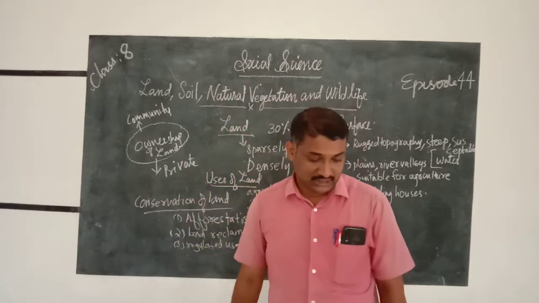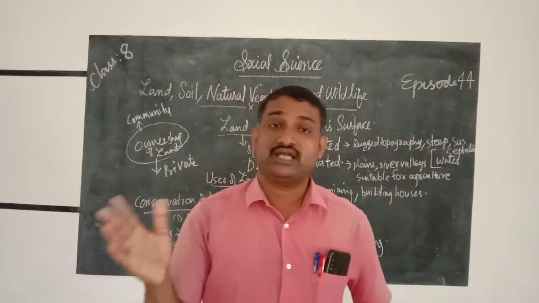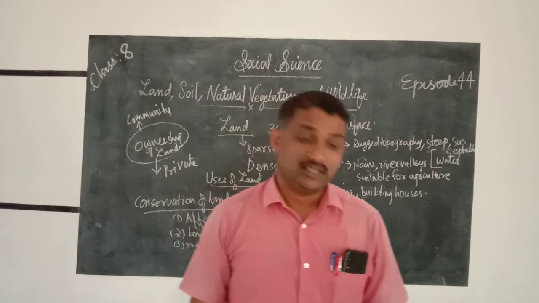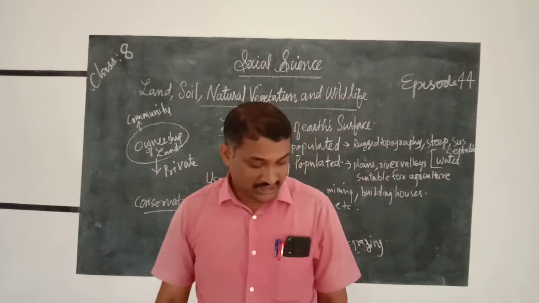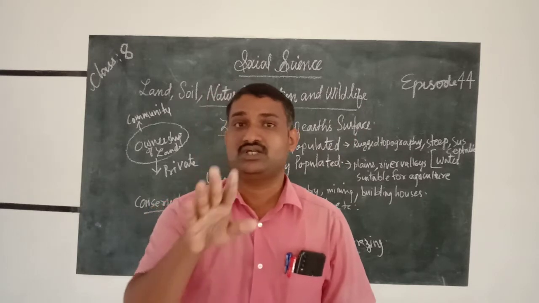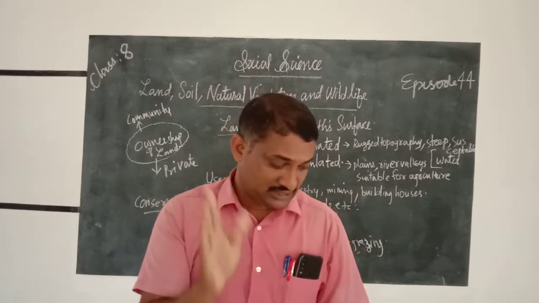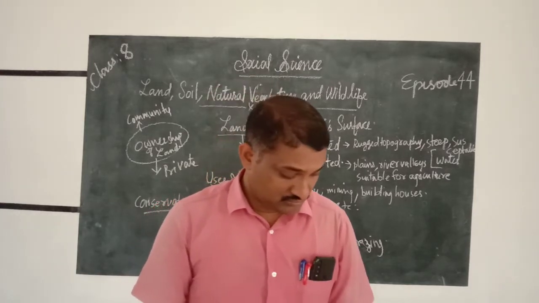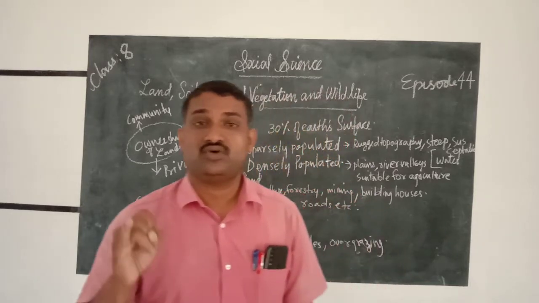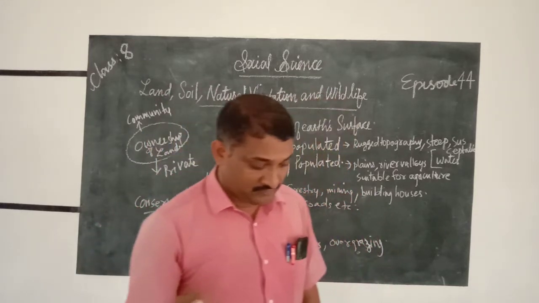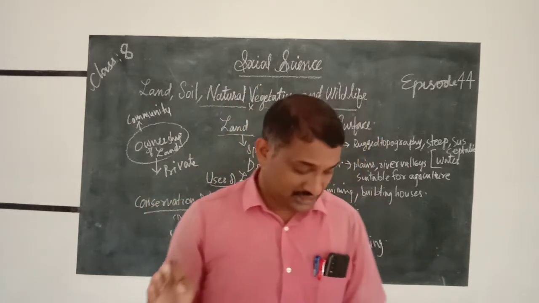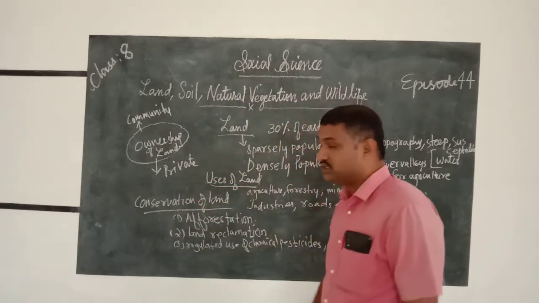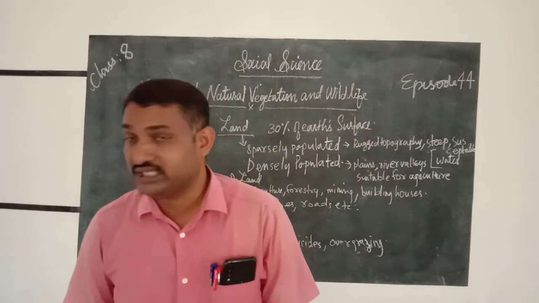Next, the rainwash of the top layer may also lead to the degradation of the soil. Next are landslides and floods, which are also reasons for the degradation of the soil. Then overgrazing, then deforestation, then overuse of chemical fertilizers and pesticides. These are all leading to the degradation of the soil.